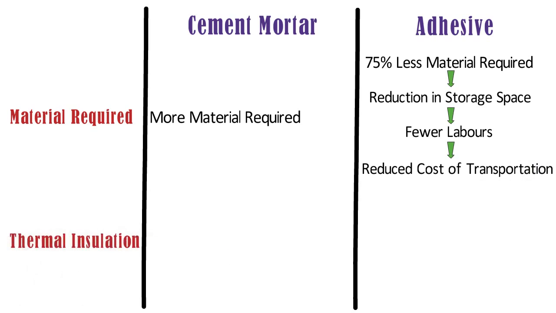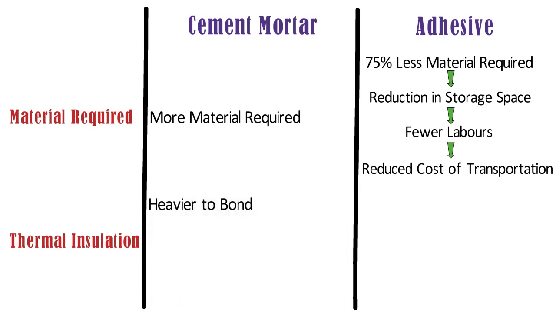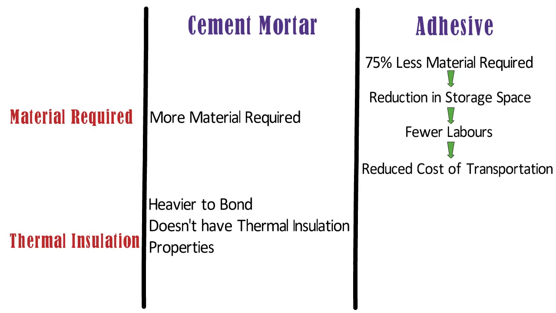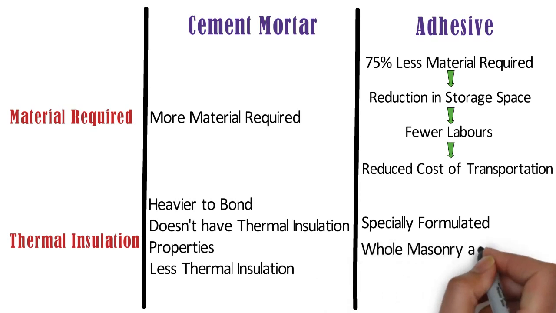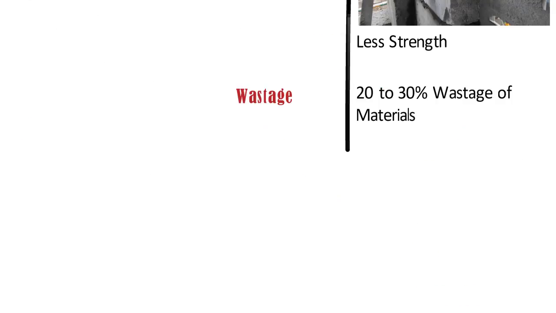Thermal insulation. The cement mortar is heavier to bond with AAC blocks and also does not have thermal insulation properties, which leads to less thermal insulation when the whole masonry is considered. Whereas AAC block adhesive is specially formulated to match the thermal insulation property of AAC blocks. Hence, the whole masonry acts as a thermal barrier, which is not the case of cement mortar.